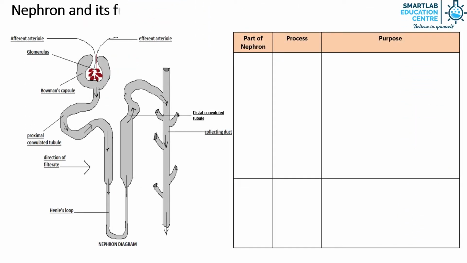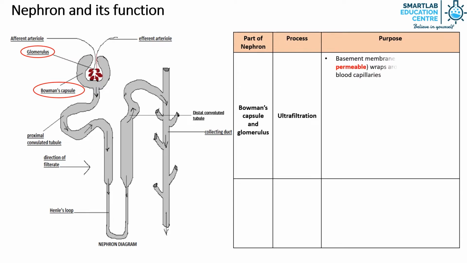We will now explore the nephron and its function. The first part of the nephron we will look at is the Bowman's capsule and the glomerulus. The main process that occurs here is ultrafiltration. The basement membrane, which is partially permeable, wraps around the glomerular blood capillaries.